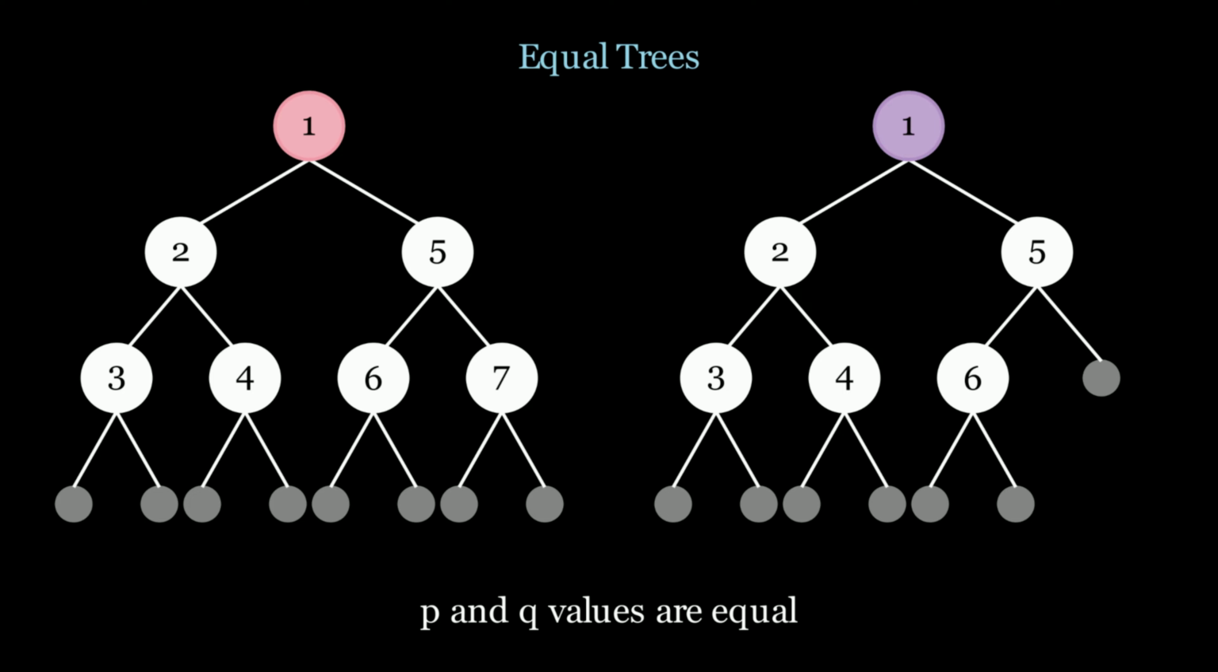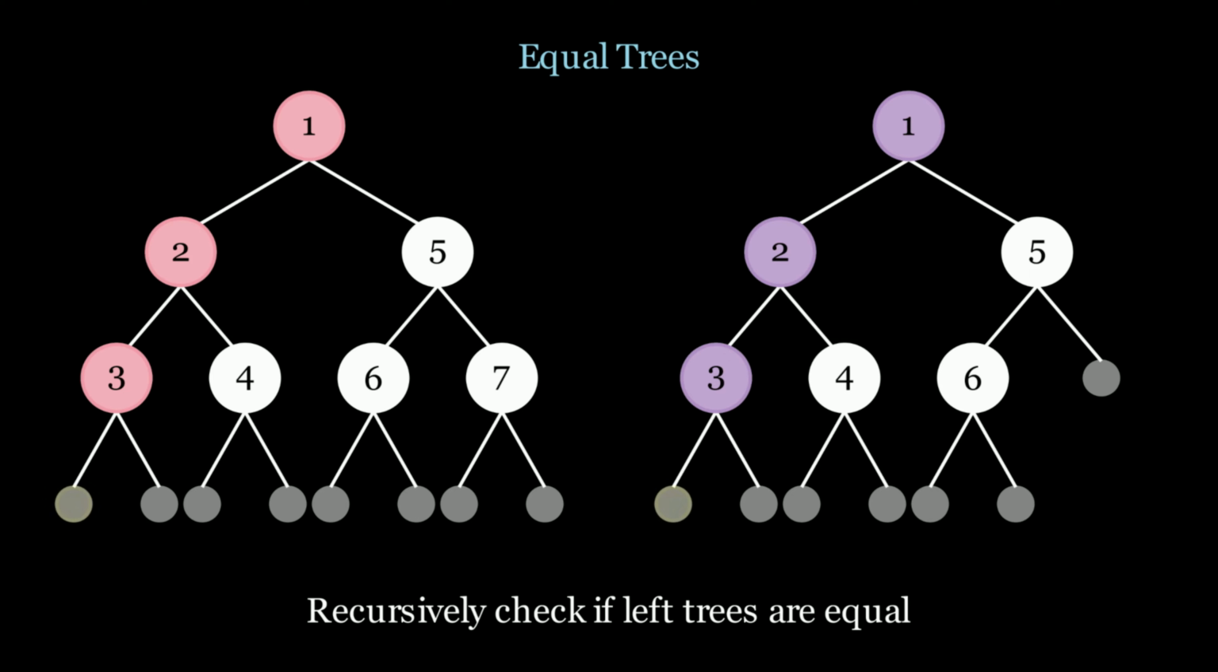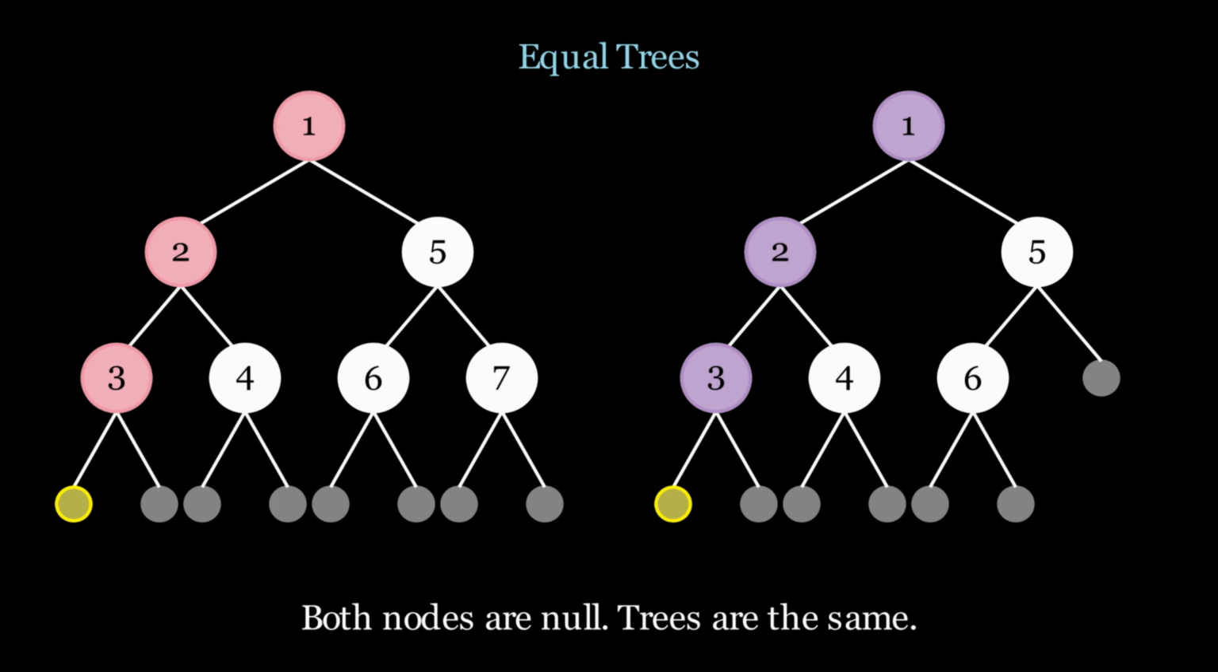That means we have to check if the left subtrees are equal, right? So this is a recursive call. Let's recursively check if the left trees are equal. Now we go to node 2. Node 2s are equal, so once again we check if the left subtrees are equal. So we go to node 3. In this case, once again, these nodes have the same value for P and Q, so we check if the left subtrees are equal. Now we finally hit our base case of null.